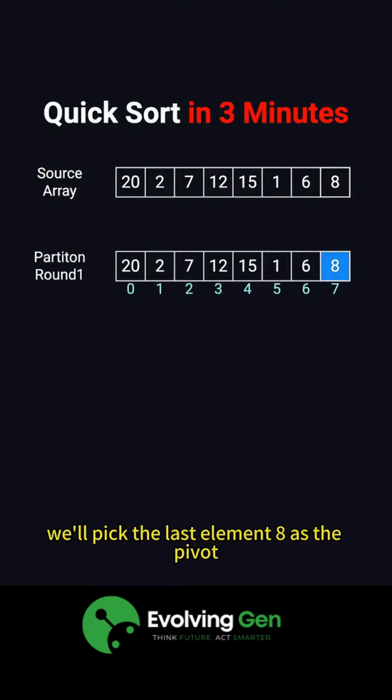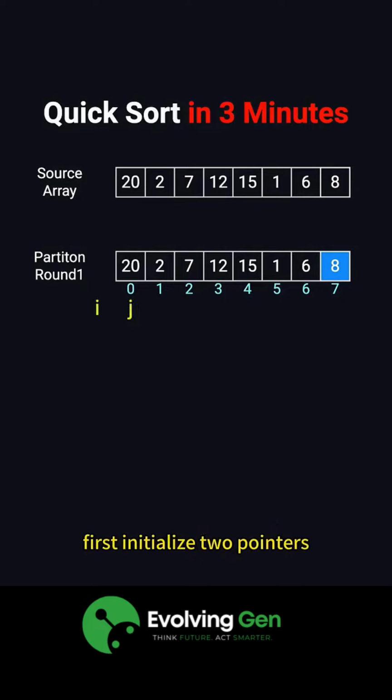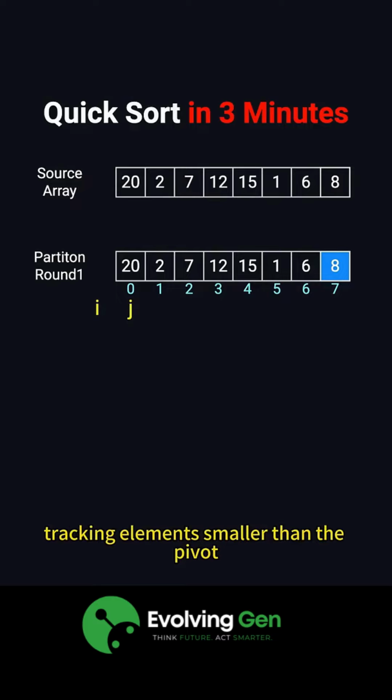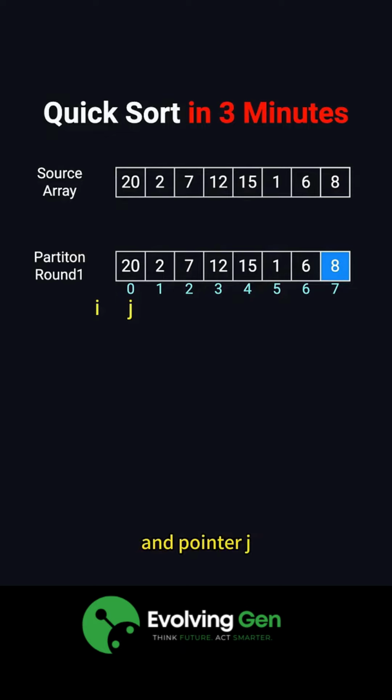We'll pick the last element, 8, as the pivot. We use the Lomuto partition algorithm. First, initialize 2 pointers. Pointer I starts at -1, tracking elements smaller than the pivot, and pointer J starts at the first element and compares each to the pivot.